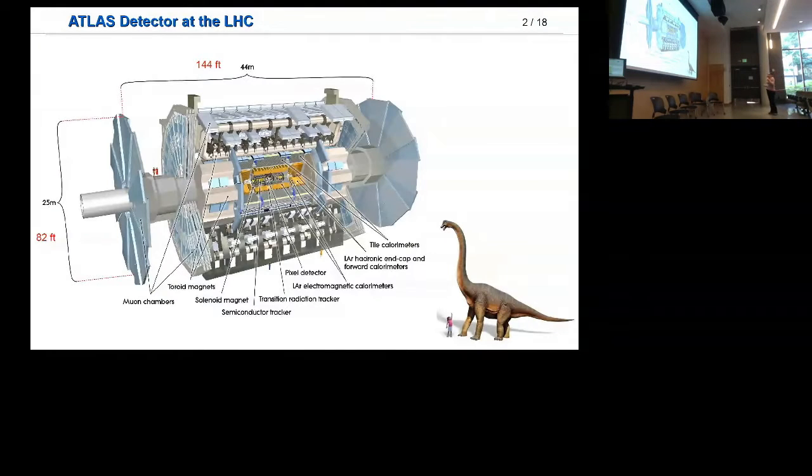This is a reminder of the ATLAS detector. It's really a huge experiment. A fun fact, it's actually bigger than the largest dinosaur. And the fact that it's so huge is one of the reasons why full simulation takes such a long time.